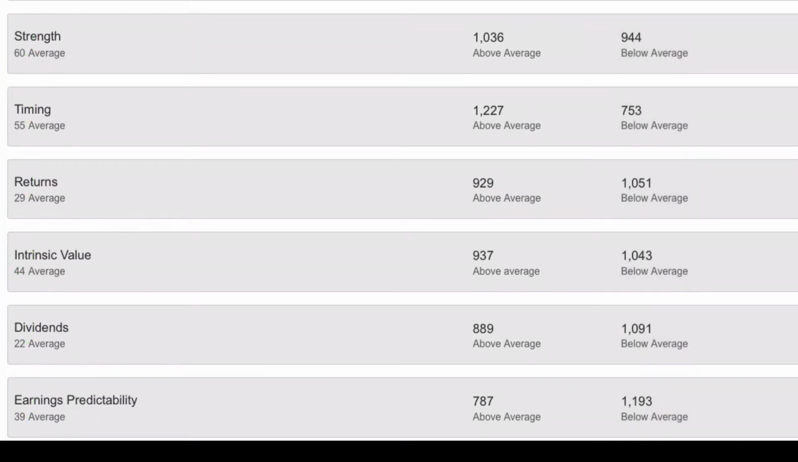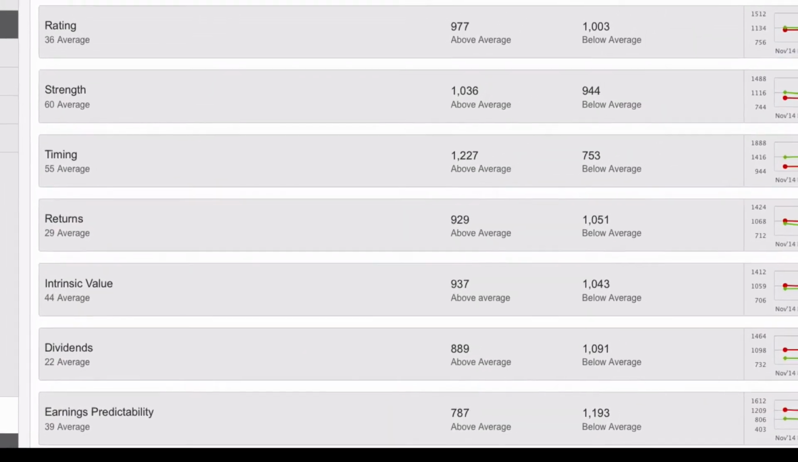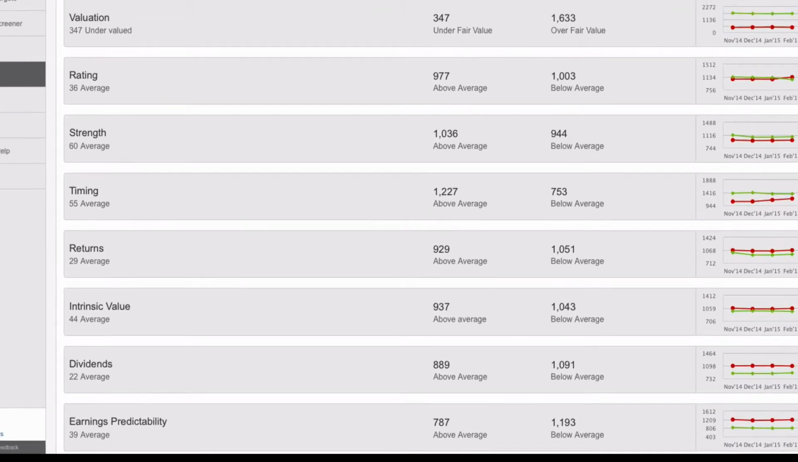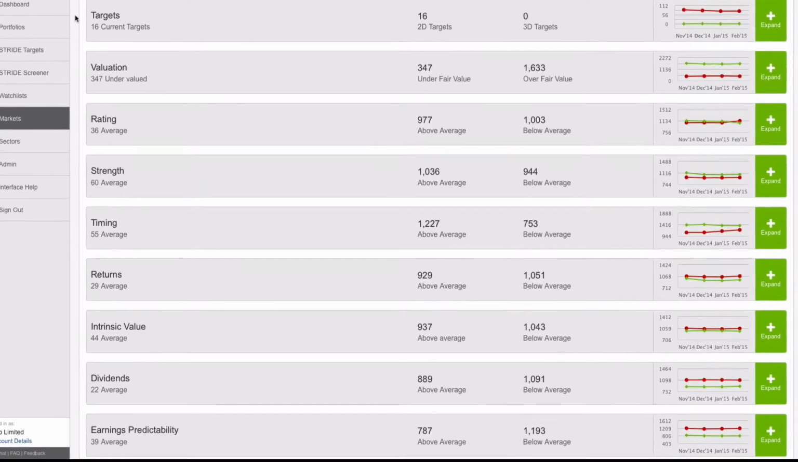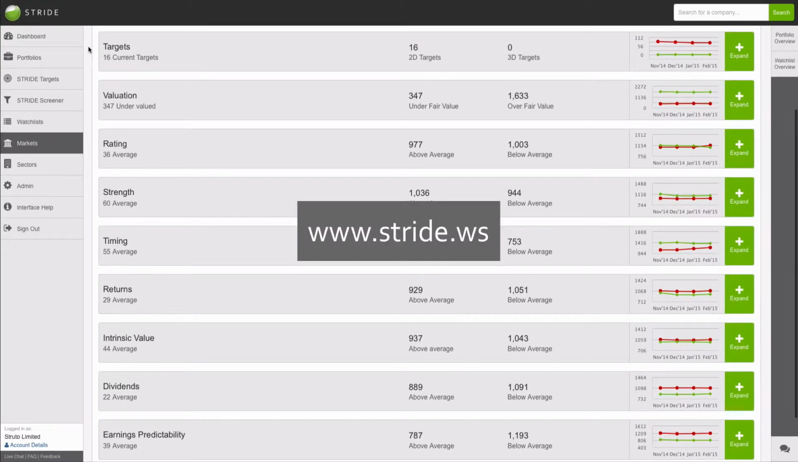As you can see here, we've used every individual score of every listed business to calculate market averages in each element. A separate video covers the Stride acronym in detail and how our scores and ratings are derived. There's also more information about this on our website.